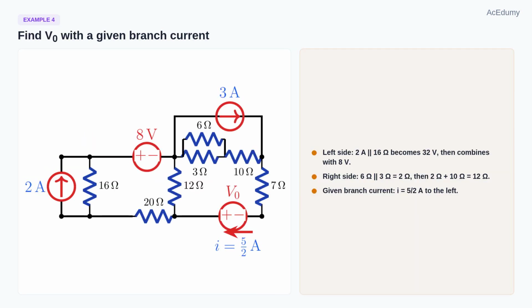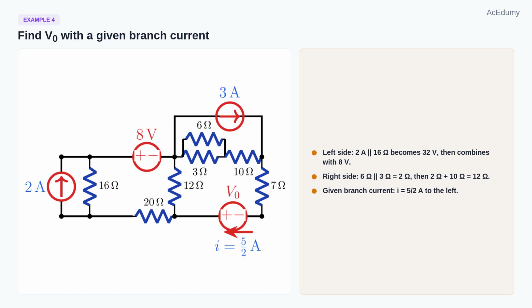Example 4 asks for V0 in a longer circuit. We are also given that the current through the bottom output branch is 5 over 2 amperes to the left. The reduction is a chain of small transformations.